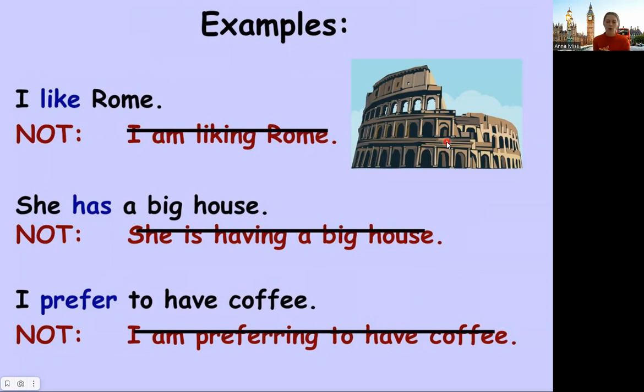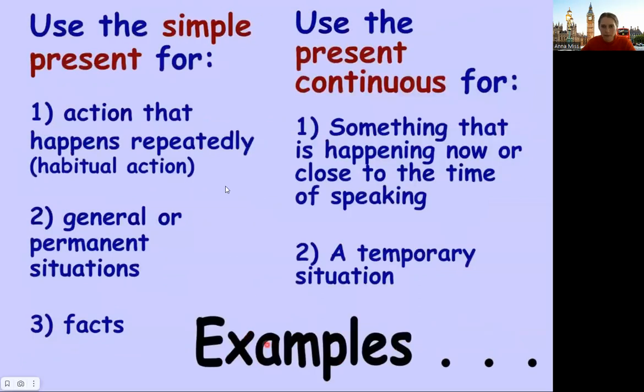Or I prefer to have coffee. Not "I'm preferring to have coffee." It would mean you're preferring to have coffee now and later. No. This is your usual preference. That's why we use these words only in present simple.